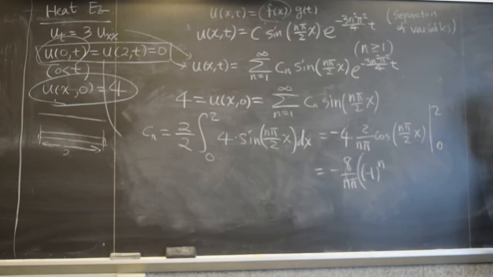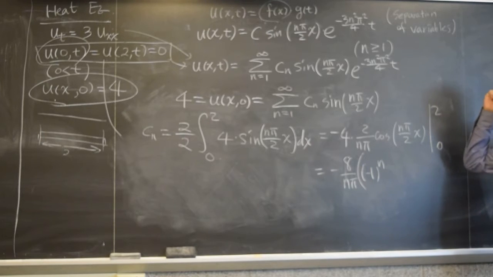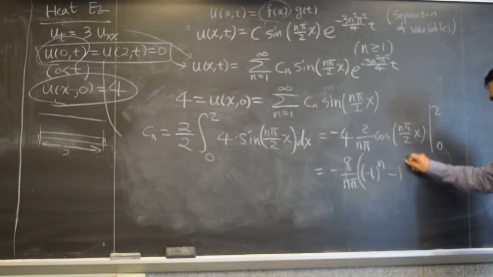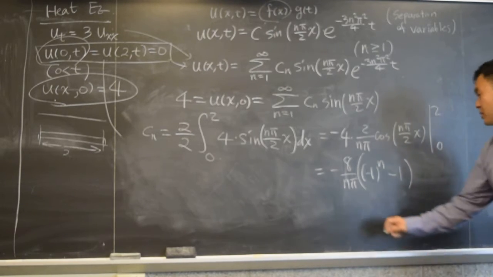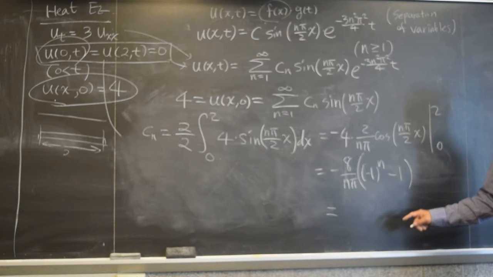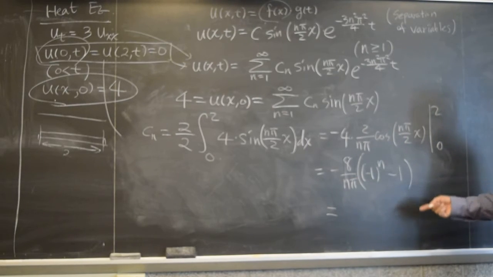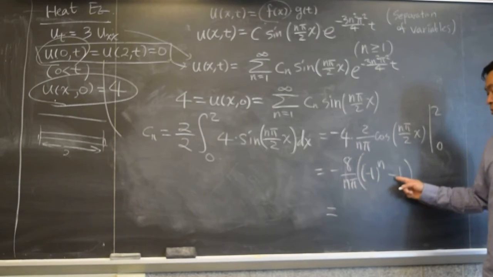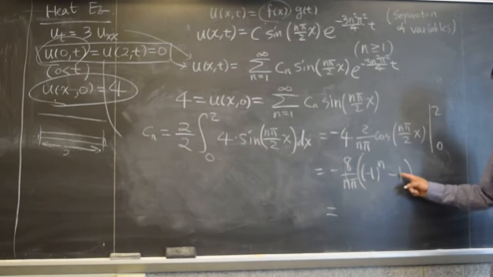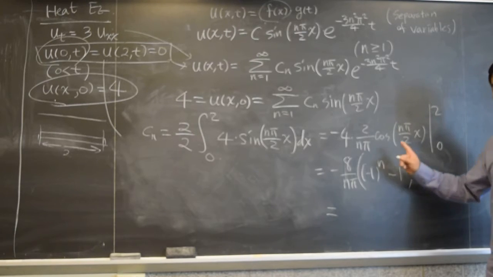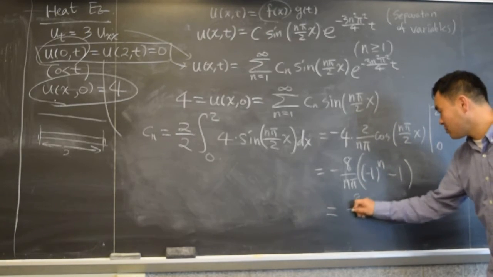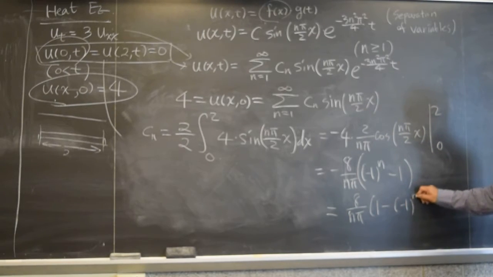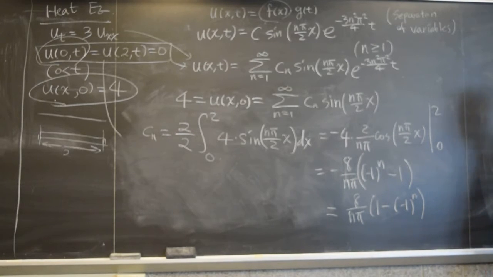When you plug in 0, what do you get? Cosine of 0, which is 1. Okay. And then you have, this could be okay, but I like to simplify if I can. So I multiply negative 1 in here, and negative 1 times negative 1 is positive 1. So it's really 1 minus this thing, right? So I'm going to write 8 over n pi with 1 minus negative 1 to the nth. And that's the value of Cn.